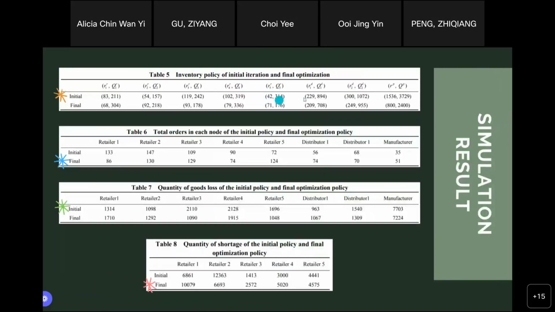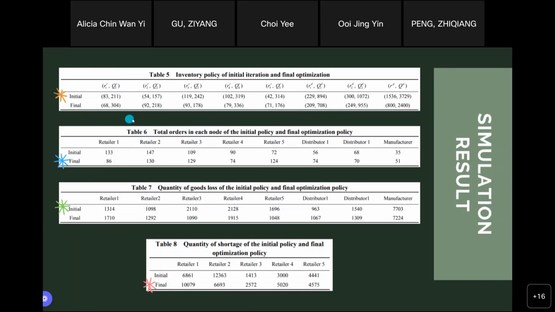Then from table 5, the R and Q values of the optimization policy are less than the initial policy, which also indicates that the good loss quantity of the optimization policy is less than the initial policy in table 7. From table 6, the optimization policy has more orders compared to the initial policy. The order cost of the optimization policy is slightly bigger than the initial policy.